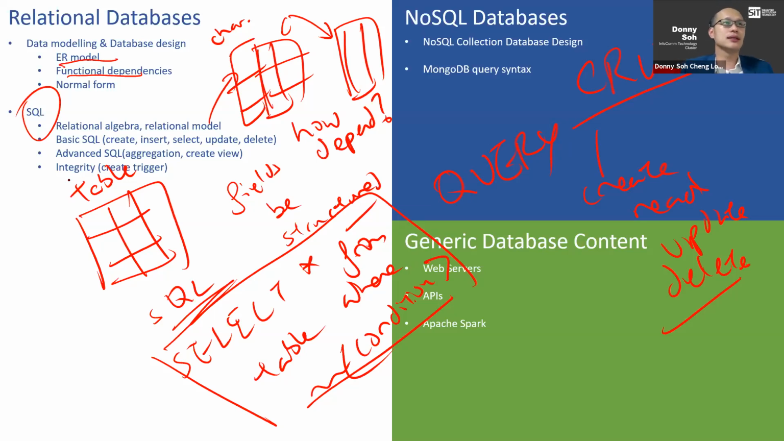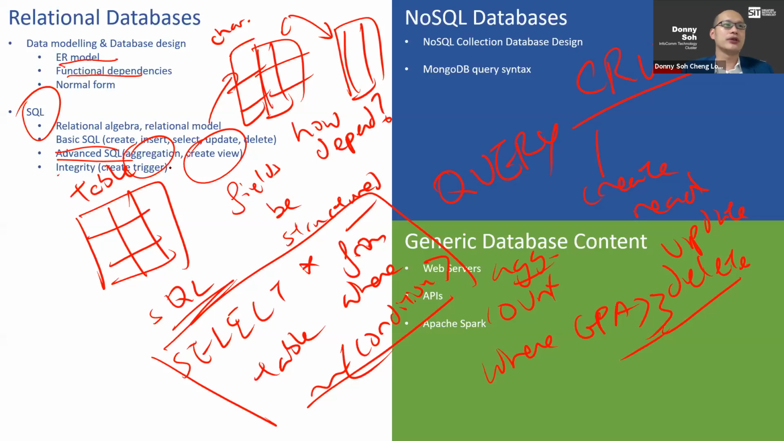We'll be doing these under basic SQL. We'll also be looking at advanced SQL as well. Advanced SQL will be about aggregation and views. Aggregation will be, for example, counting the number of people where maybe GPA is greater than a certain number. So these are all aggregational functions that are there.